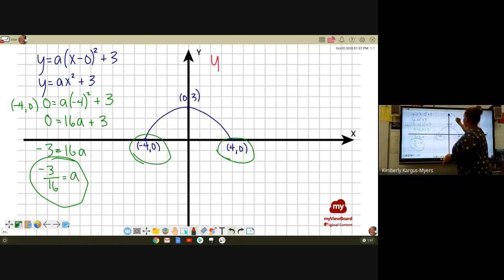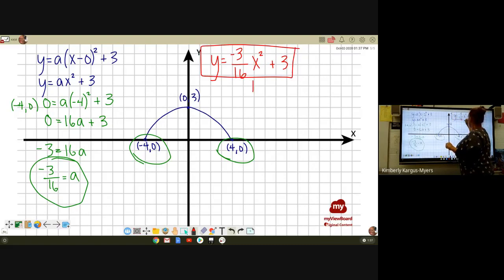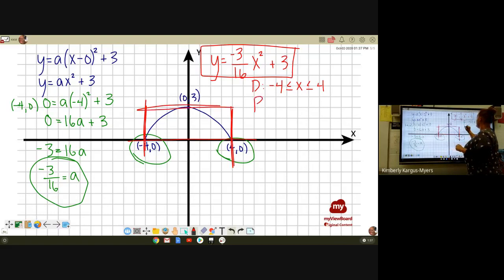So then the final answer for this vertex: -3/16, same as before, x squared plus 3. Totally correct. All right, how about the domain for this one? -4 to +4. I almost wrote 0. No. Okay, the range, 0 to 3. So the range stayed the same.